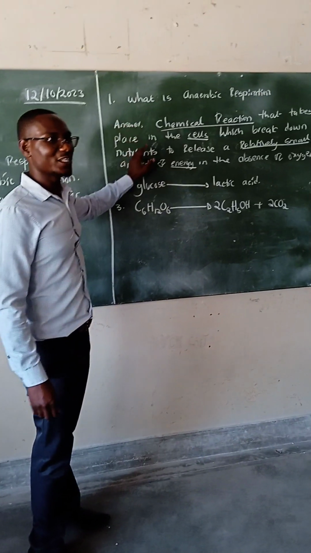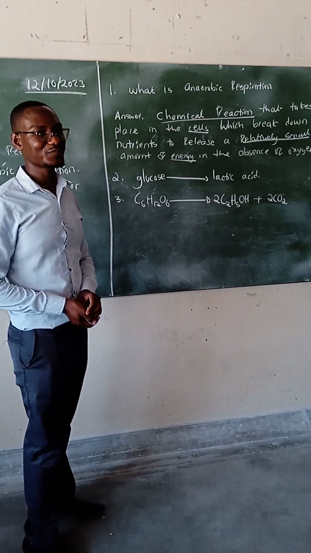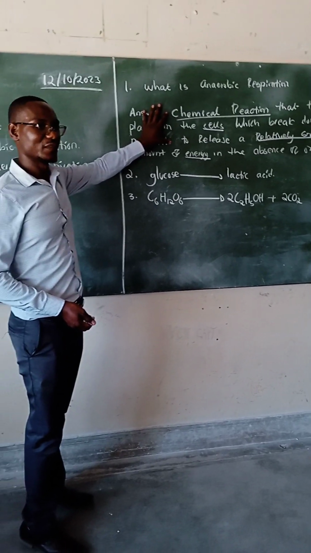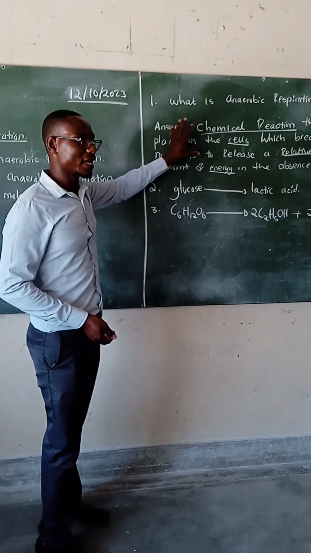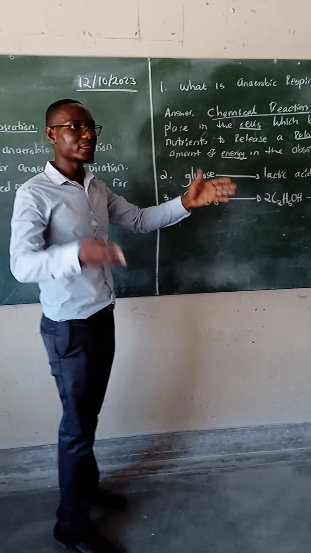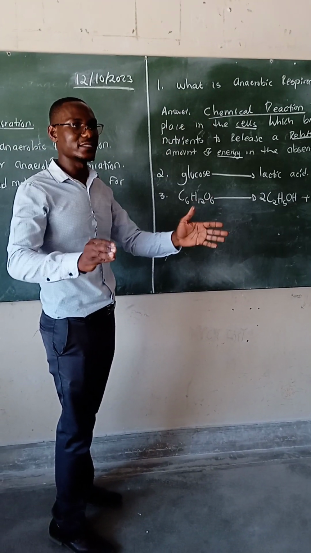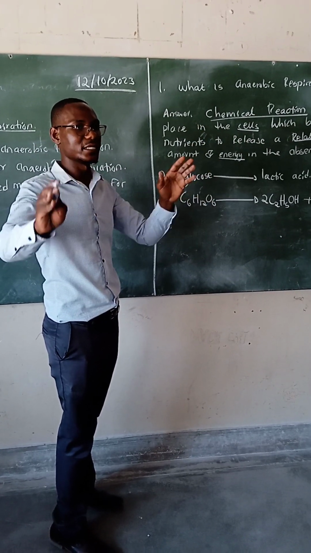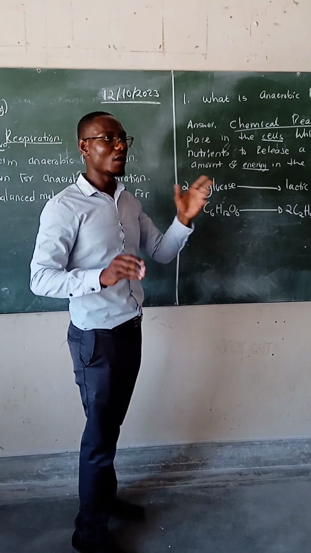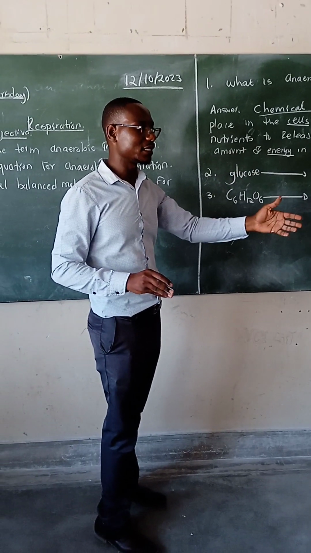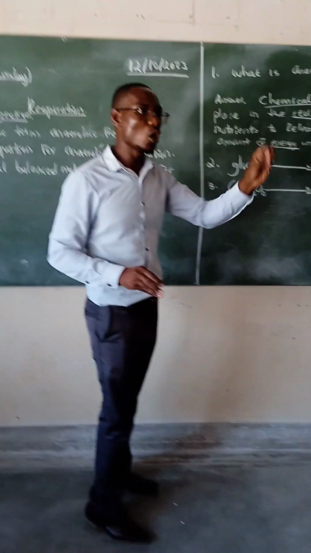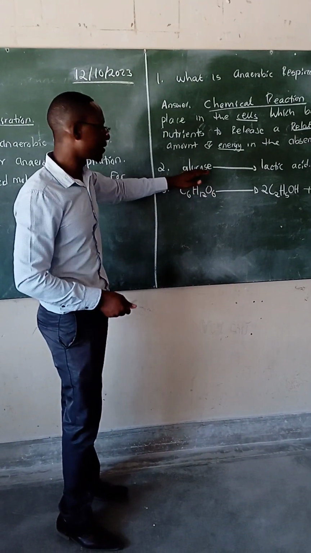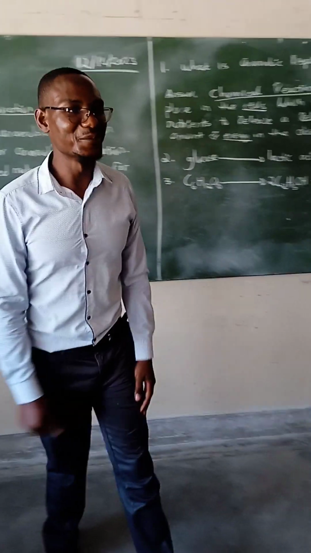We are done with our specific objectives. We defined what anaerobic respiration is. We said it's a reaction that releases energy. What type of energy is it? Is it very large energy or a relatively small energy? When our bodies use anaerobic respiration, the energy released, is it small or huge? Small.